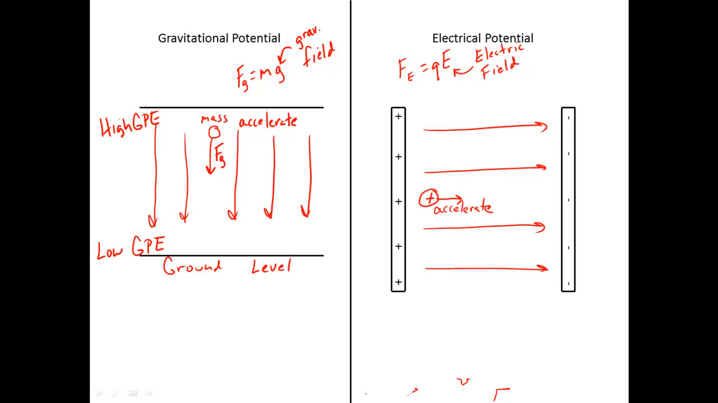Now, similar to the gravitational world, where would we expect high electric potential energy? Well, we would expect high electrical potential energy to be in this region. And where would we expect low electrical potential energy? Likewise, we would expect low electrical potential energy here. But this is for a positive charge.